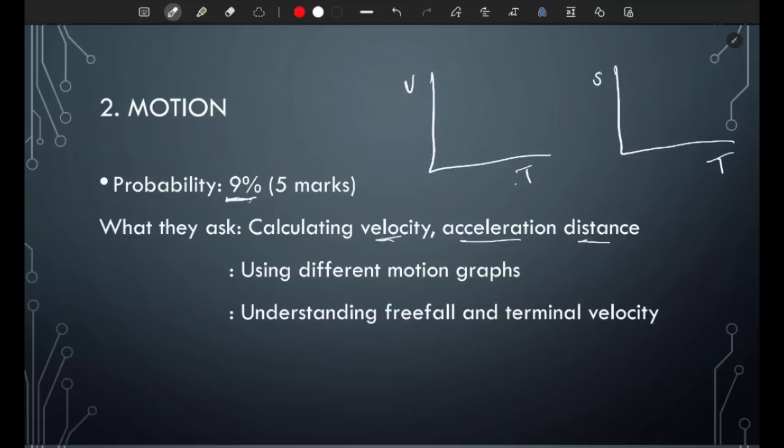So you should know these, and you should understand what the gradient means, what the area under the graph means. If you don't know this stuff, I have a video down below that goes through everything you need before your IGCSE physics exam, so make sure to check that out after this video.